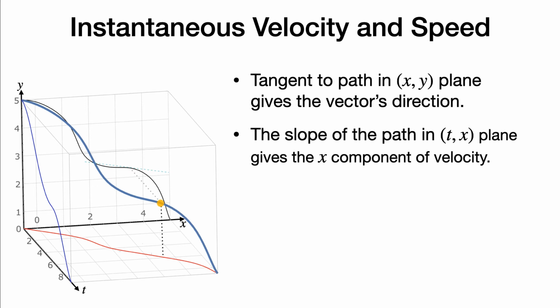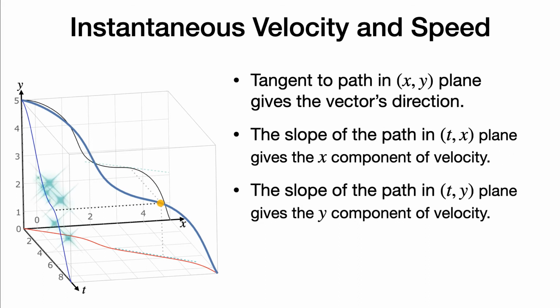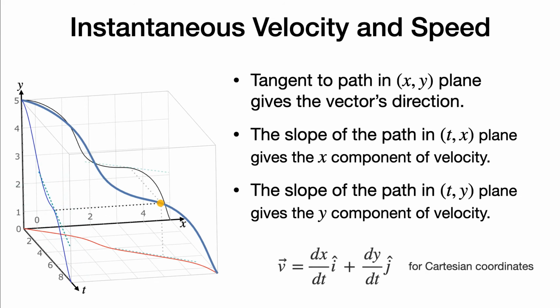The slope of the path in the tx plane gives the x component of the velocity. This is shown on the bottom of the plot, and the path is shown by the red curve, the path in the tx plane. And finally, the slope of the path in the ty plane gives the y component of the velocity. The nice thing about using Cartesian coordinates and Cartesian components is that we can split the problem of the velocities into the x and the y components separately.